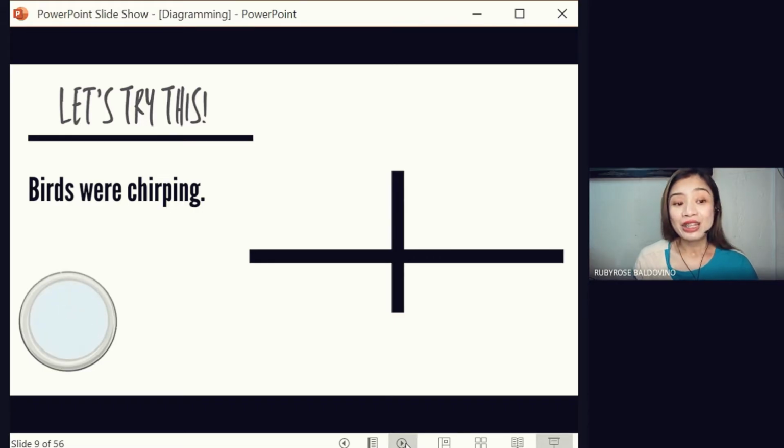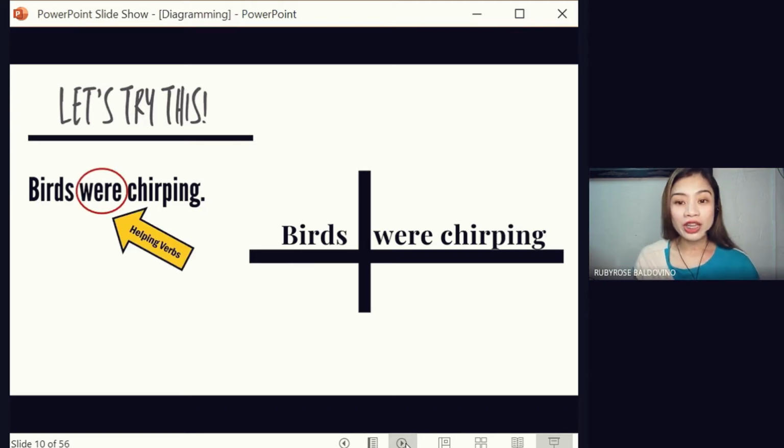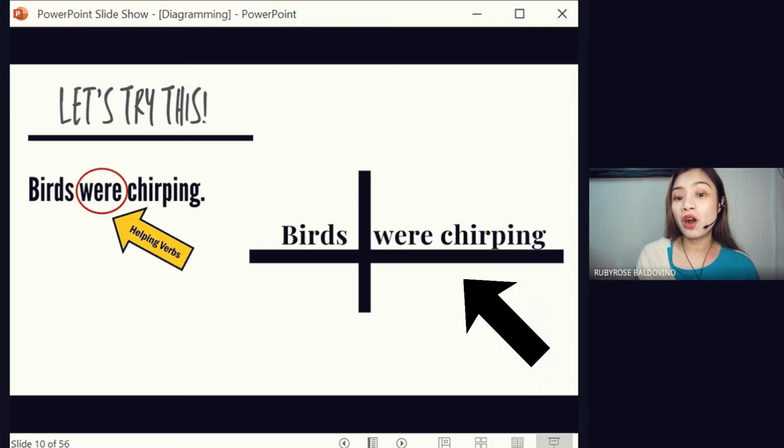Okay, let's see. Our subject is, of course, the birds, so we place it on the left side. And our verb is were chirping. Were is a helping verb, right? Helping verbs include is, are, was, were, has, have. Remember, helping verbs are part of the verb. So helping verbs and main verbs are written together on the right side of the vertical line.